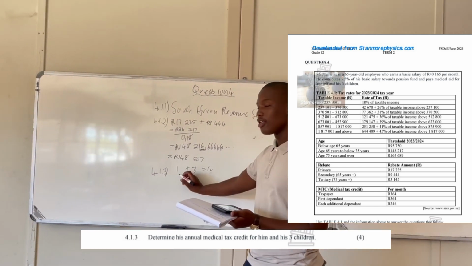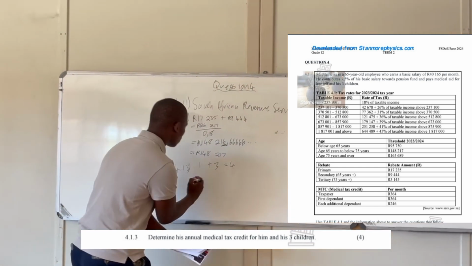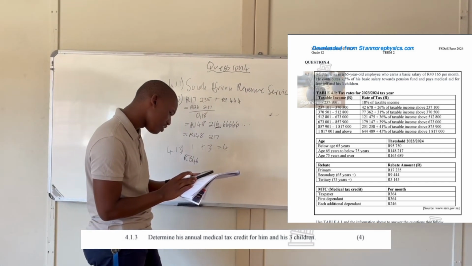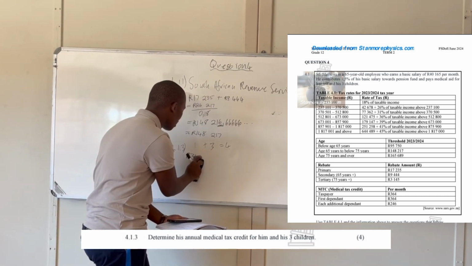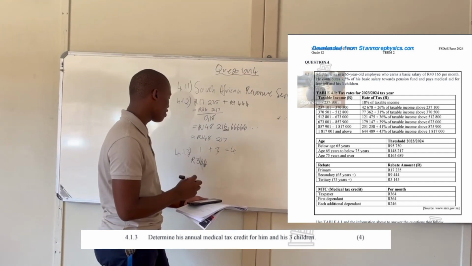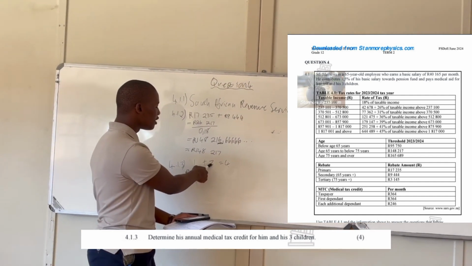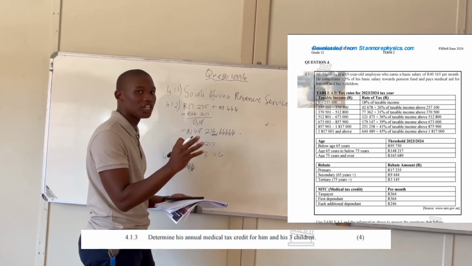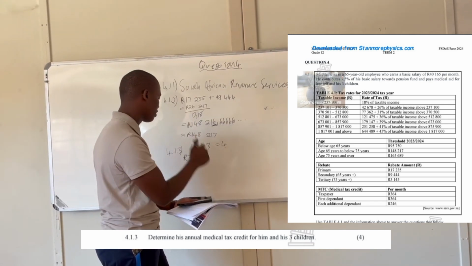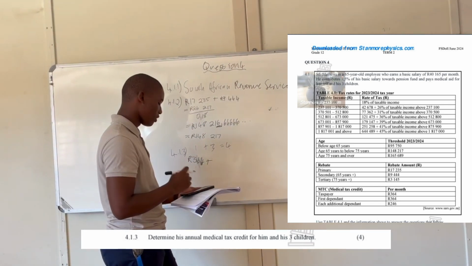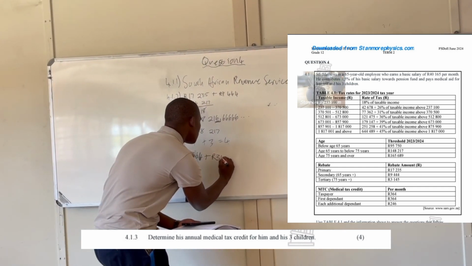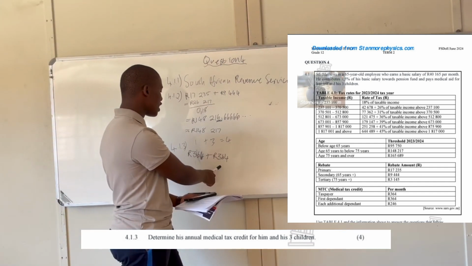So for him, he's the taxpayer, so it's going to be 364 Rand per month. And the first, you see, he has 3 children. So the first child will be the first dependent. So the first dependent credit is the same as the taxpayer credit, right? So it's going to be 364 plus 364 for the first dependent.